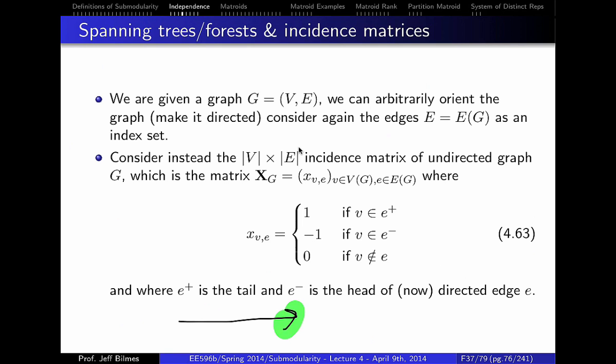So this is the head, which is E minus, and this is the tail, E plus, of a now directed edge in E. And so what we do is we create an incidence matrix where the entry at row V, column E, is 1 if that vertex corresponds to the tail of the edge, and it's -1 if it corresponds to the head of the edge, and 0 otherwise. So here's the head of the edge.